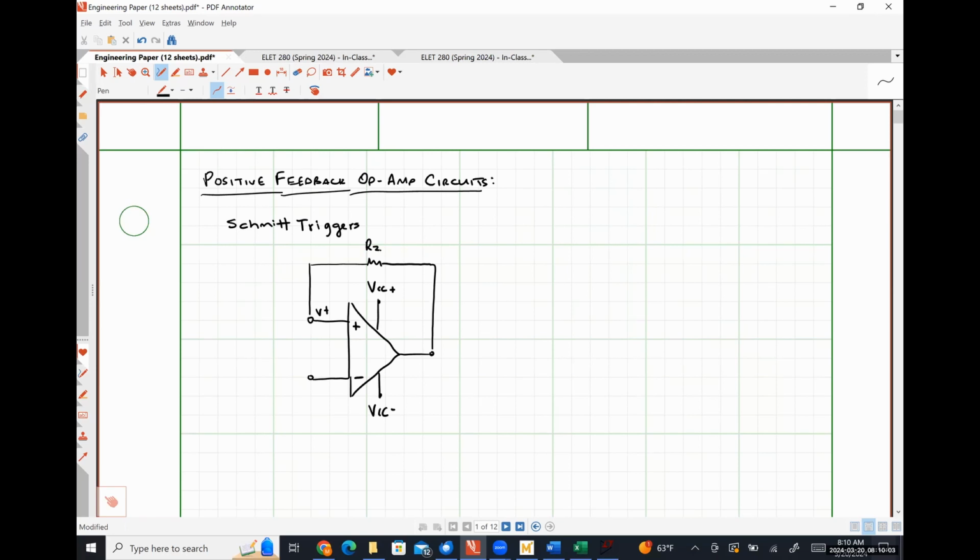And then between the non-inverting input terminal and our input signal, we're going to have a resistor that I'm going to call R1. And so this is the resistor network that was added to our open loop comparator circuit. And then I'm going to apply my reference voltage here.